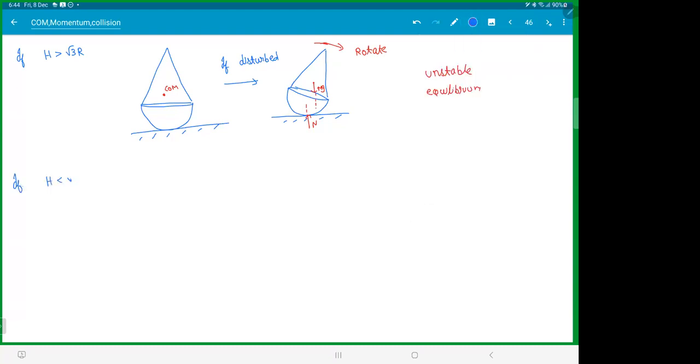If h is less than root 3r, generally when they make kids' toys, this is what they do. They make the bottom part with some plastic and the upper part with a balloon. No matter how much you kick it, it always keeps coming back. Ever seen such a kind of toy?